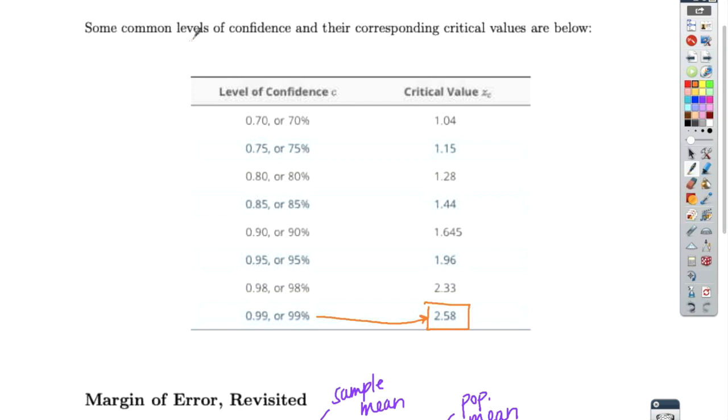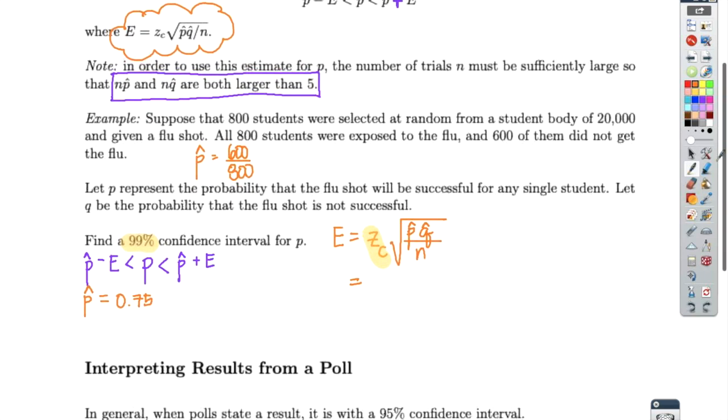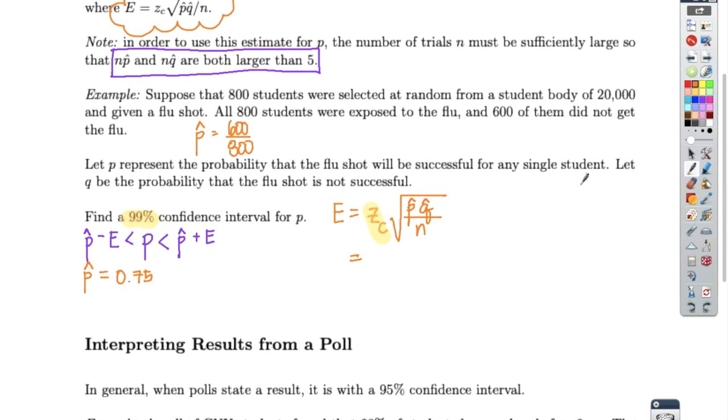Notice we're back to using Z. In section 8.2, we were using T, and now we're back to using Z. I'll talk a little bit more about that in just a few minutes, but for right now, just make a note of that. We are back to using Z.